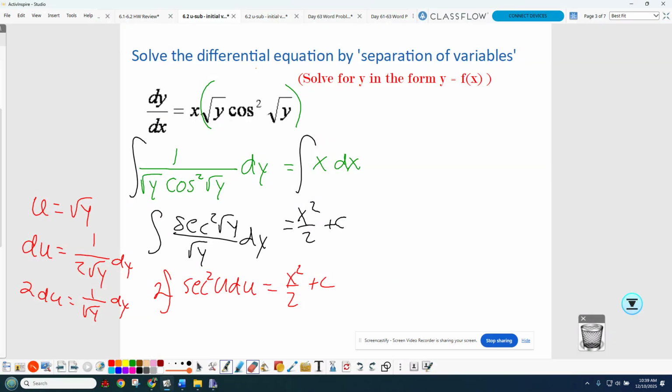The C's cancel out. Are they the same C? No, they're not. Probably not, that's what I meant to say.